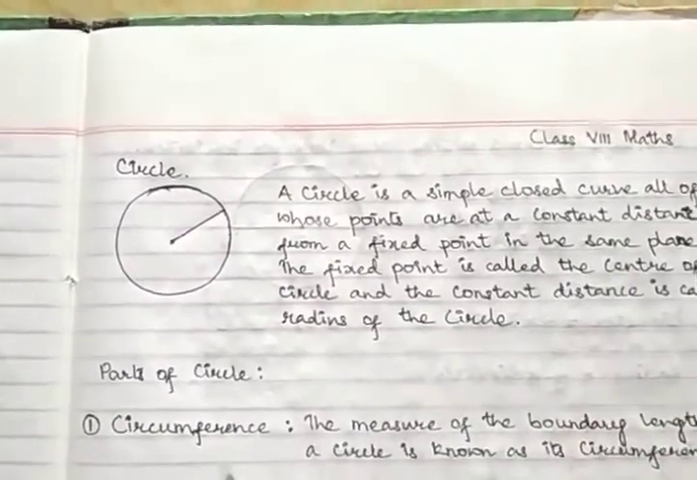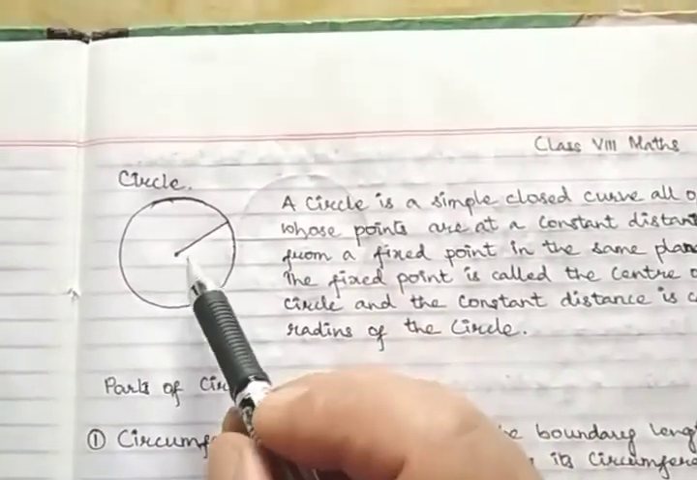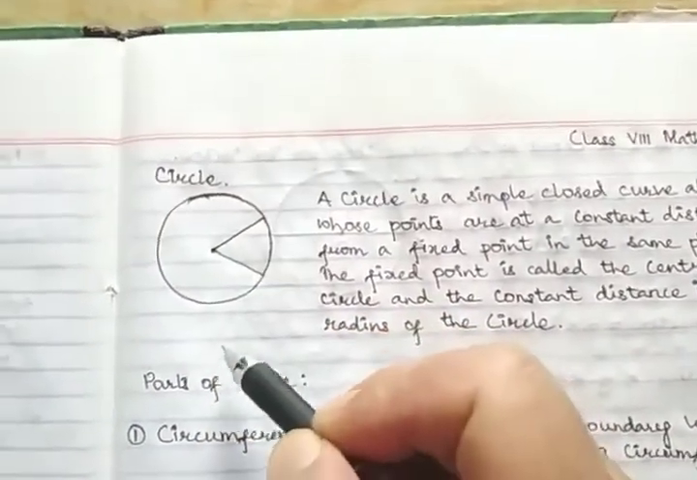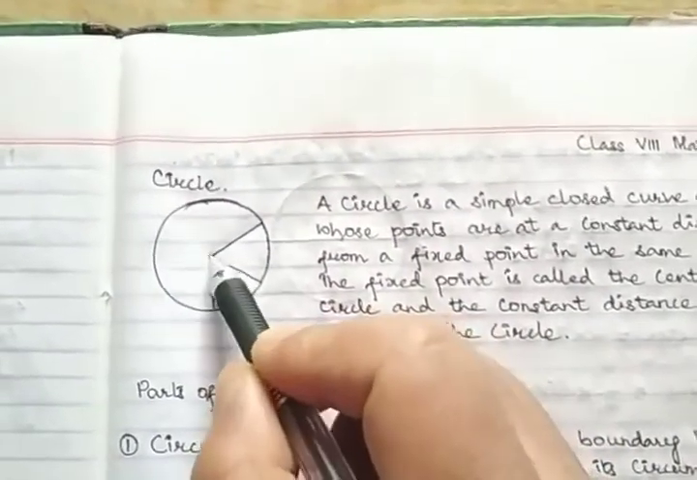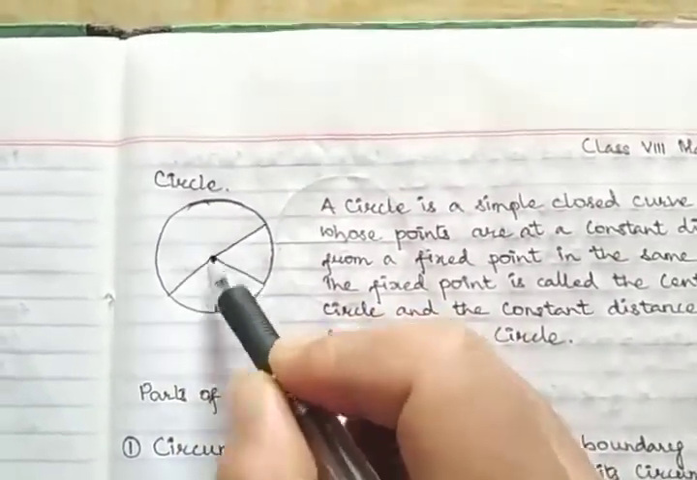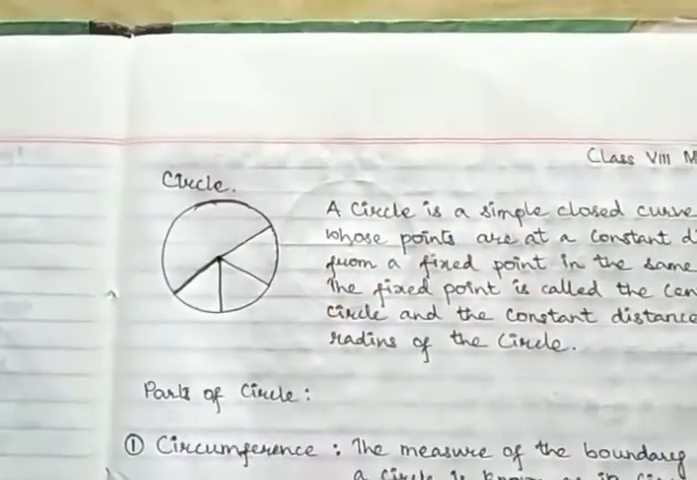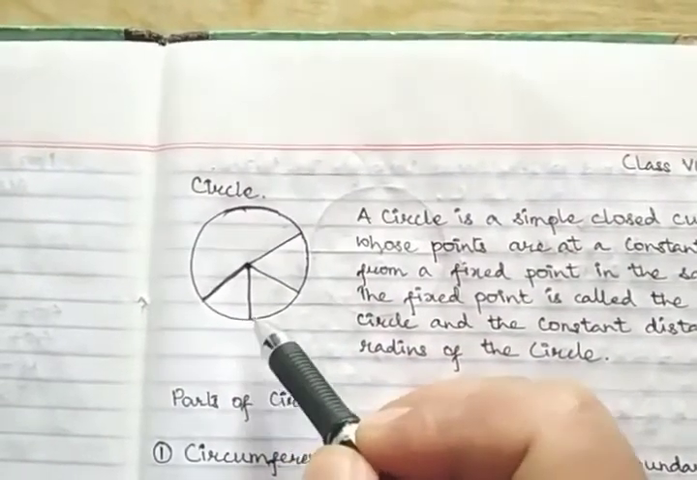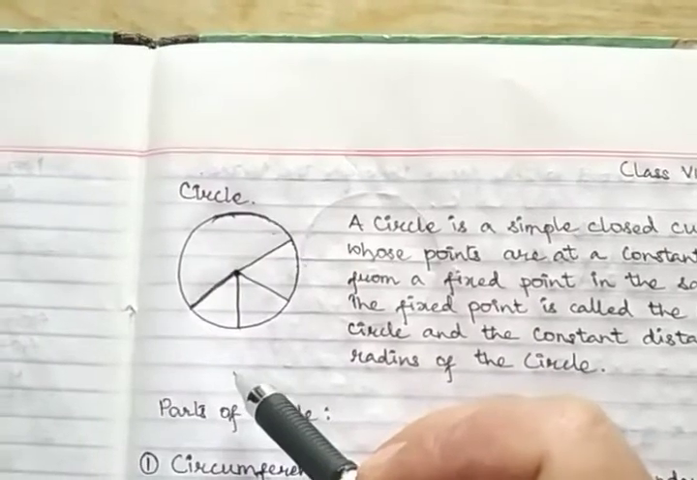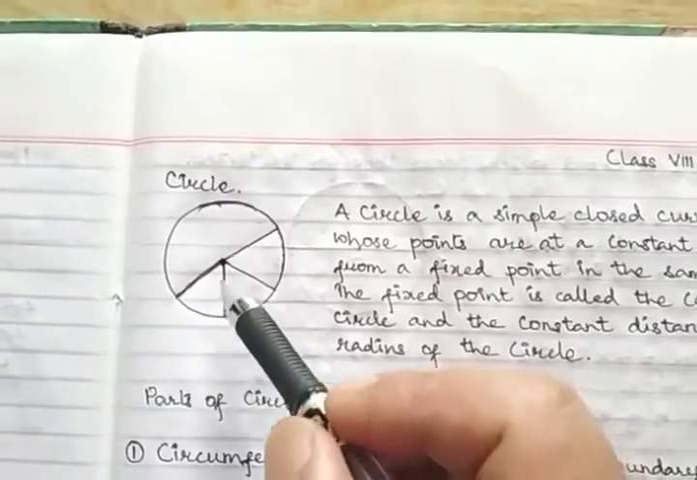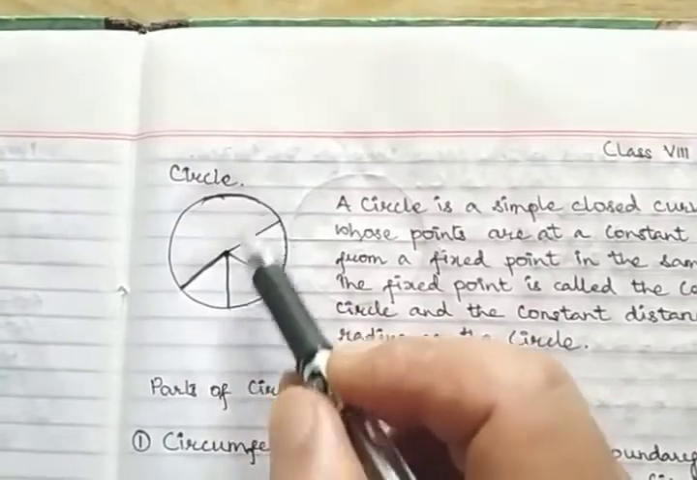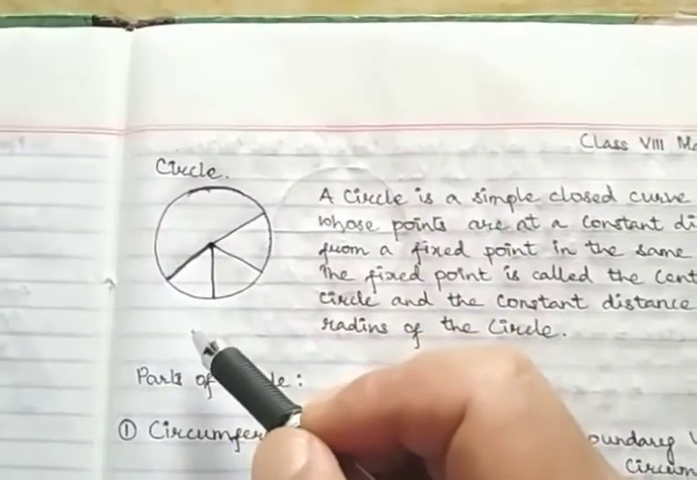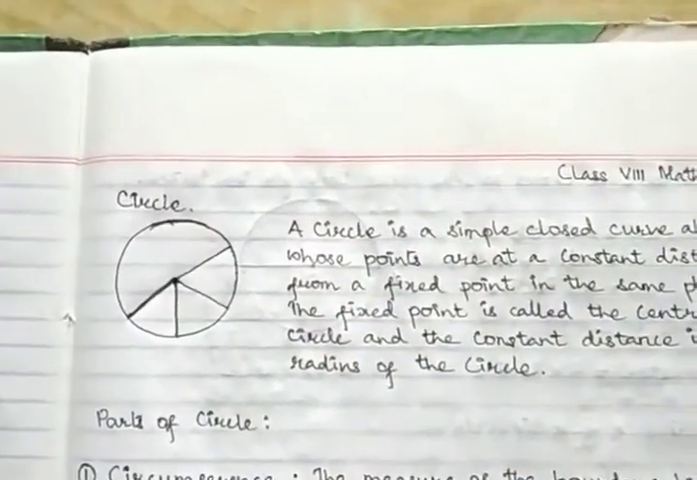That's why it's written that the constant distance is called the radius of the circle. Why is it called a constant distance? For this circle, I have drawn one line, then a second line, a third line, and a fourth line. In that way I can draw an infinite number of lines here. A line segment joining the center and a point on the circumference of the circle is known as your radius, and you can draw infinitely many.